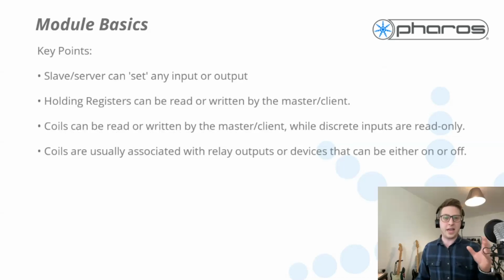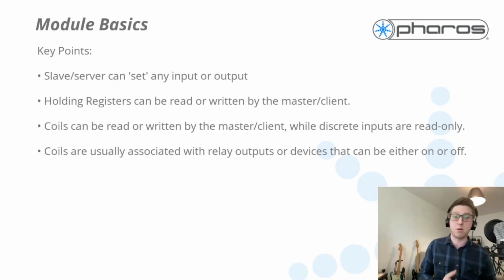So one of the key things that we need to go through is that, if Pharos is acting as a slave server, it can set any of its input and output data types. The holding registers, though, can be read or written to by the master or client. So the master can obviously write to a holding register that would allow us to trigger from that device. We could then use that as a variable, which I'll show you later on.